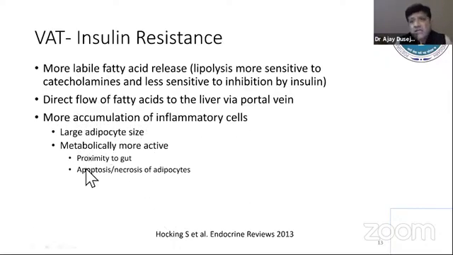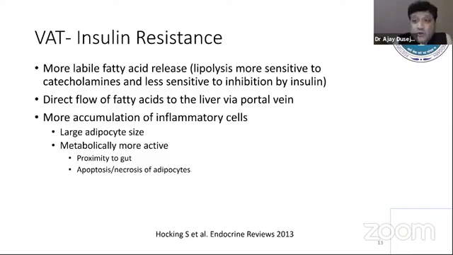And in general, the thinking is that the visceral adipose tissue is more metabolically active, not only because the adipocyte size is larger in the visceral adipose tissue, but it is also more inflamed, which means a lot of inflammatory cells there. This is because of its proximity to the gut and the endotoxemia happening there, causing inflammatory cells to come in. And also because of the larger size and the apoptosis and necrosis of the adipocytes, which is also adding to the inflammation there. So now once this is inflamed, I think the visceral adipose tissue is inflamed.